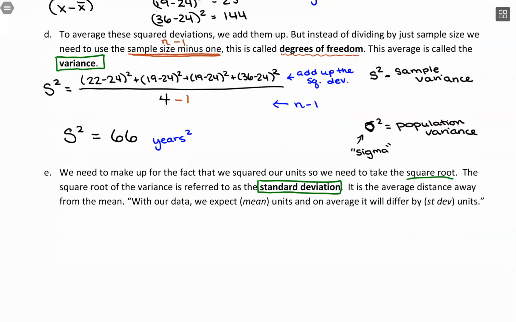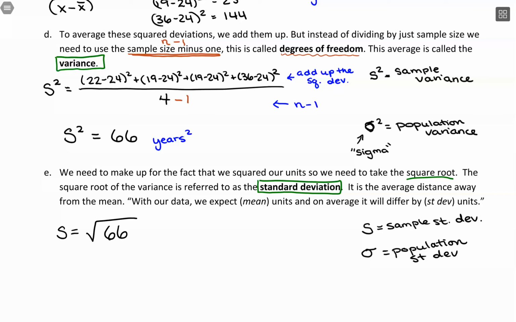So when we move to standard deviation, the symbols will look very similar. It's just we lose the square. So lowercase s is sample standard deviation, and sigma is population standard deviation. So what we're doing is taking everything we did for variance up above and just putting it under a square root.